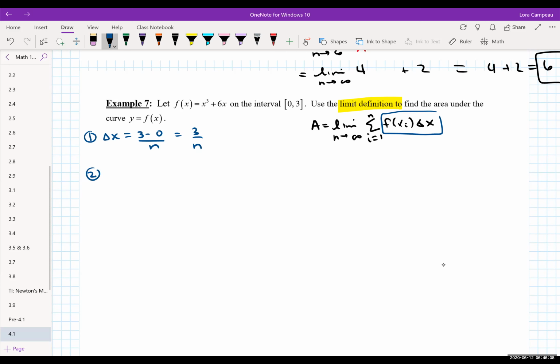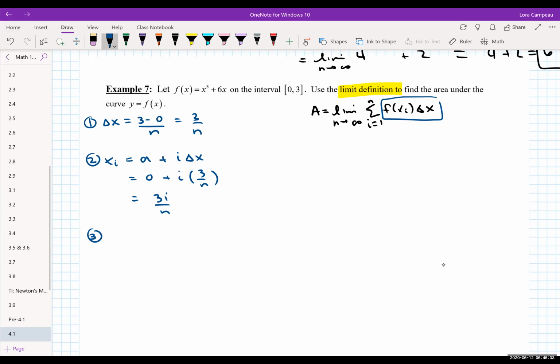Step 2, let's get a formula for x_i. Remember, that's the starting endpoint plus i times delta x. Our endpoint is 0, and delta x in our case is 3 over n. So very nice, we get 3i over n for our x_i.